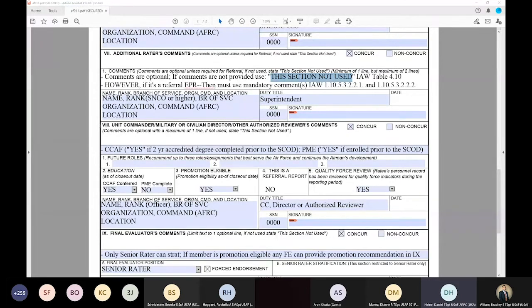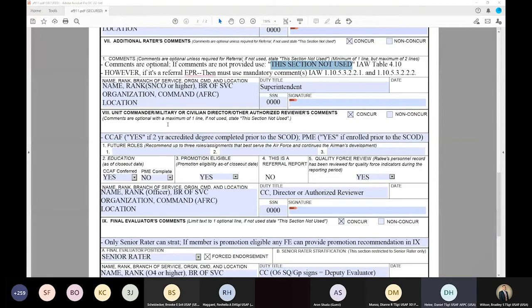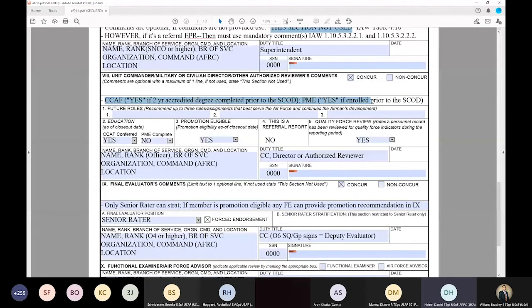And then section 8, this is the unit commander, military or civilian director, or other authorized reviewer section. Again, they will concur or non-concur. If they do not concur, then they have to add a reason why they do not concur with the rating. This bullet right here applies to the final evaluator's section. So, I mean the unit commander section, sorry.